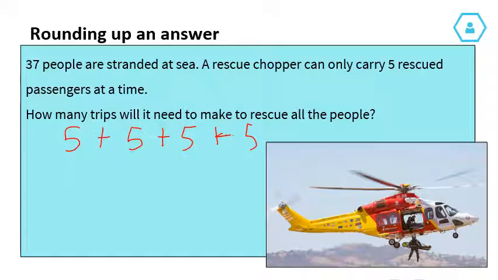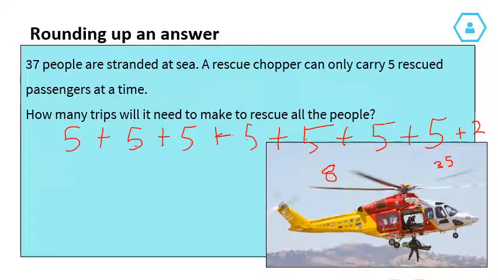Oh, not so good with the pluses. 1, 2, 3, 4, 5, 6, 7. Yep, so that gets me 35. And then I've got another 2 people to go out. Now this last trip, it's not going to have 5 passengers on it. It's only going to have 2 passengers. But I still need to make the trip, otherwise 2 people are still going to be stranded at sea. So we're going to add 2 here, but this is still the total number of trips. 1, 2, 3, 4, 5, 6, 7, 8. So it needs to make 8 trips.